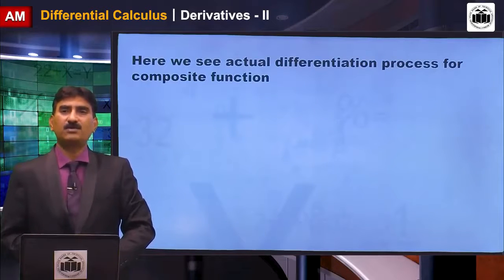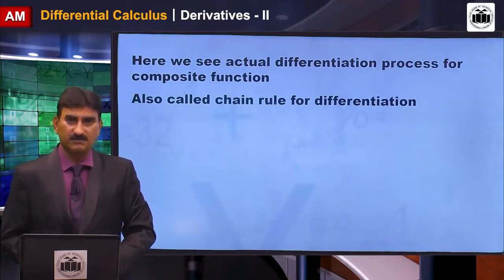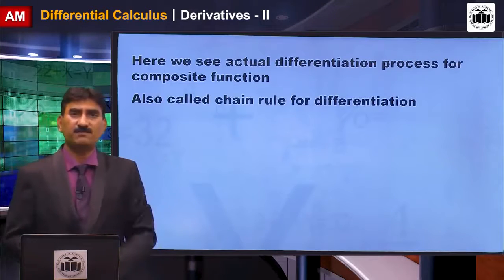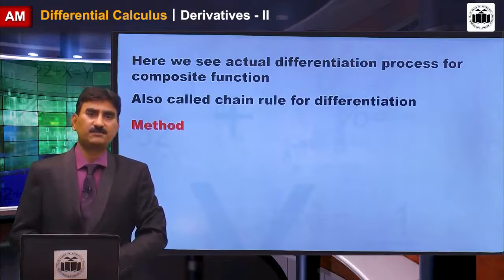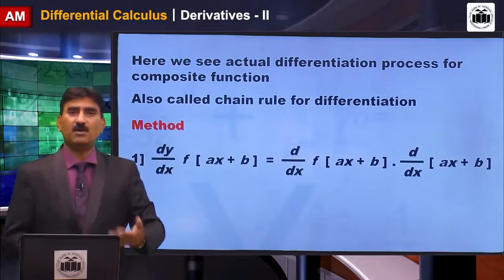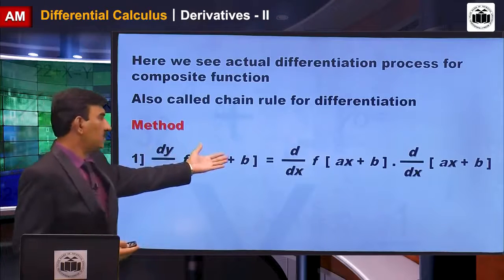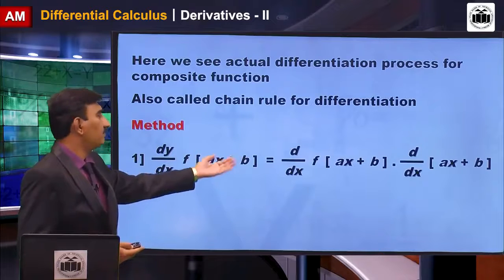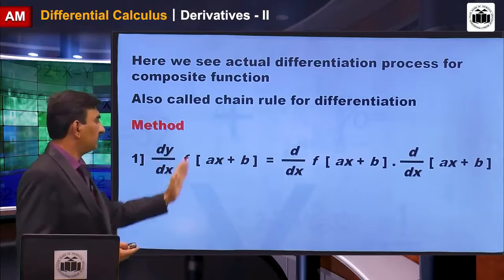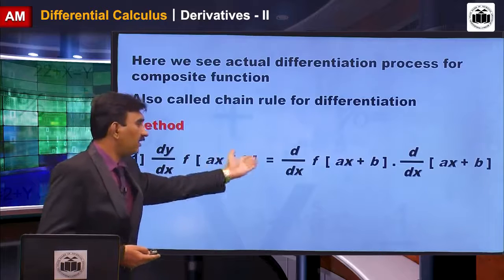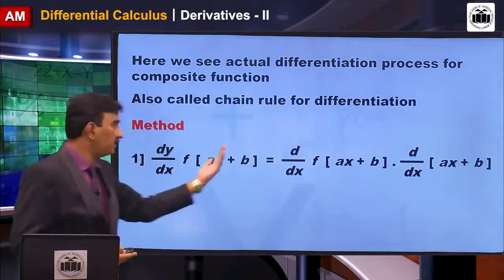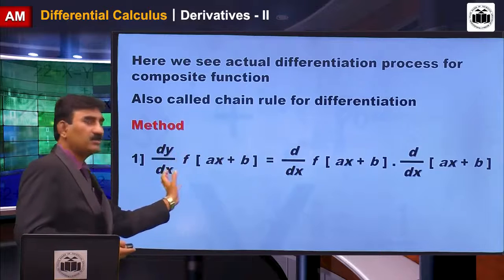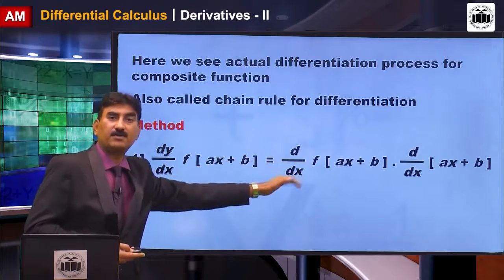Now here we see the actual differentiation process for a composite function. For differentiation of a composite function, we use the chain rule, called the chain rule for differentiation. Now the method, d by dx of f of ax plus b. How do you differentiate? First we take the derivative of the first function f, d by dx of f, then again the derivative of ax plus b. That means first you take the derivative of the outer function and then you take the derivative of the inner function.